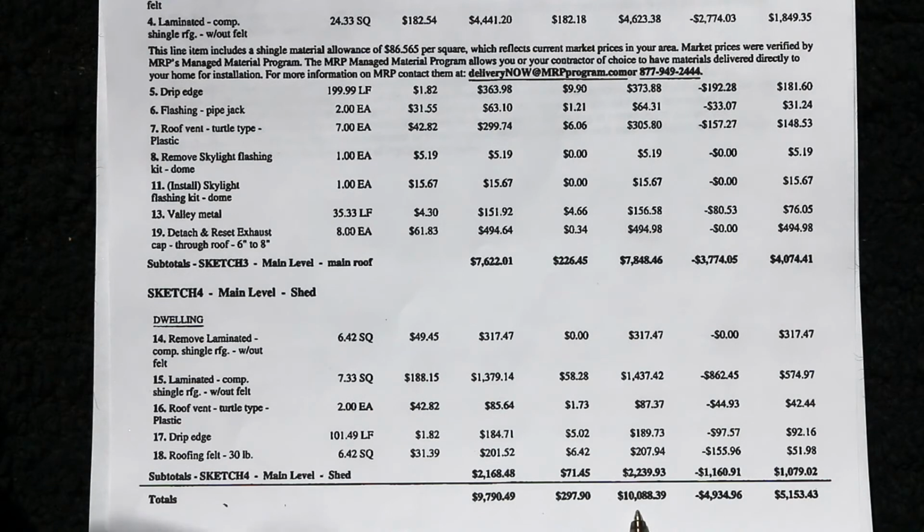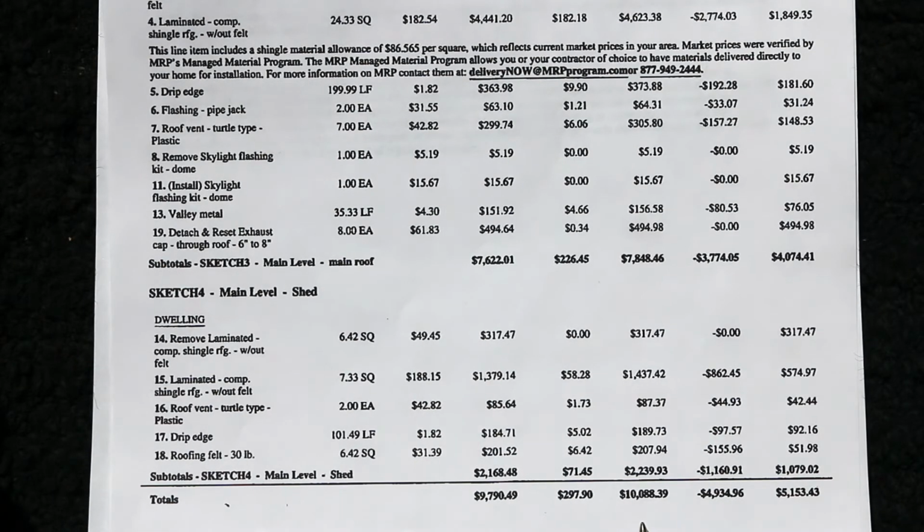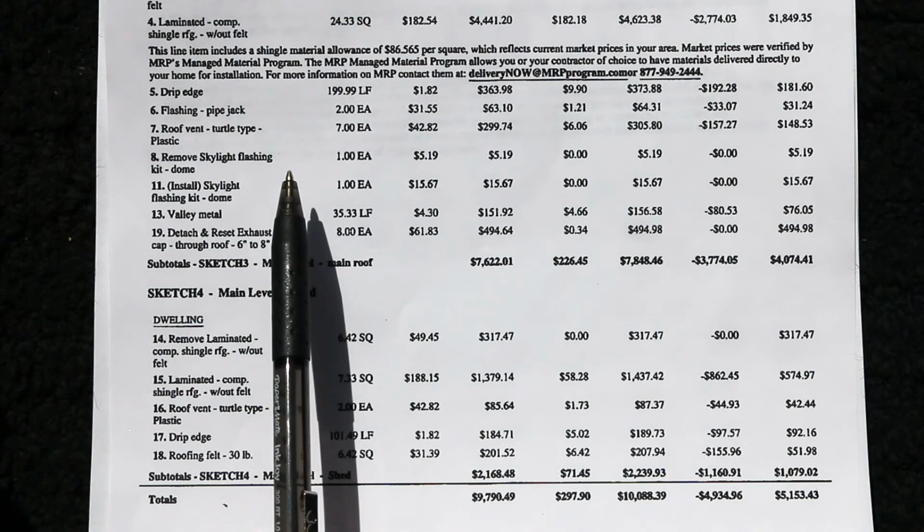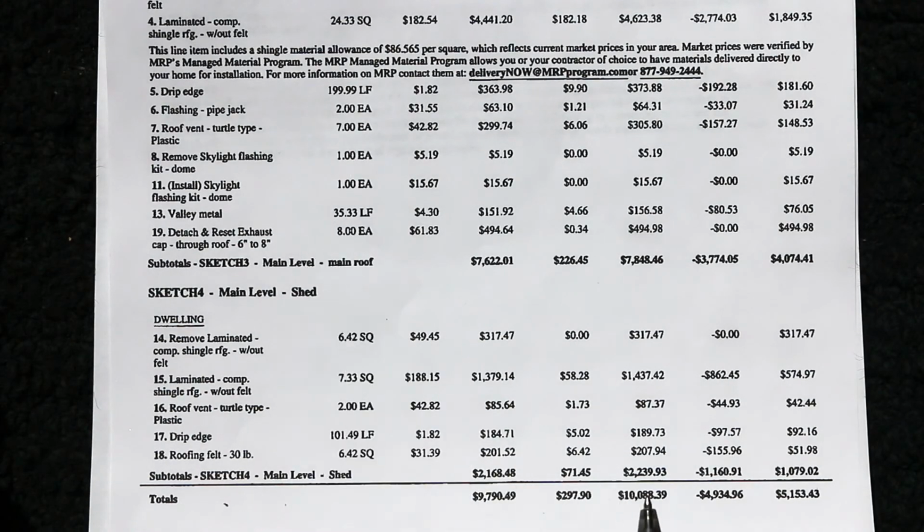And when you total the roof replacement for the house and for the shed, it comes out to this grand total of $10,088.39. The only thing missing here would be the permit fee and any additional items. If they had mismeasured or miscounted, those items would be added to the claim as well.